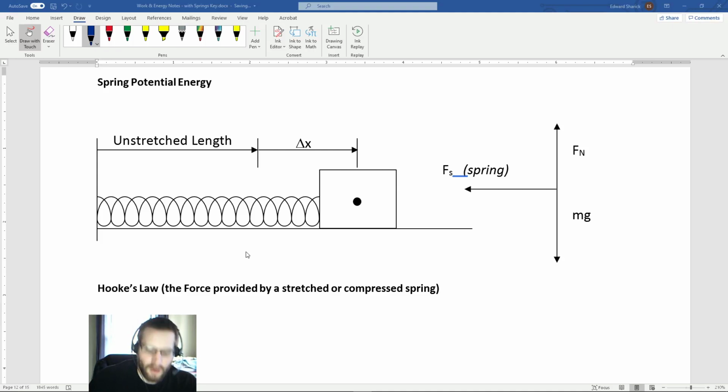Hi, everyone. So today I want to do a lesson on continuing talking about conservation of energy, but we're going to add in another kind of complication to what we've been looking at so far.